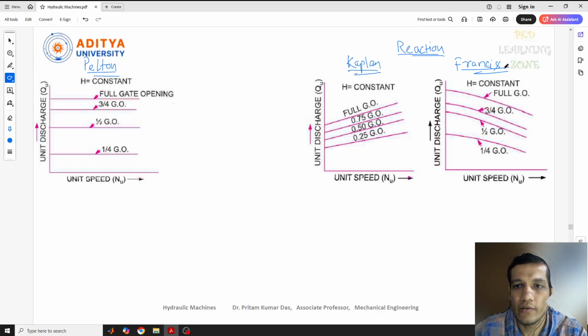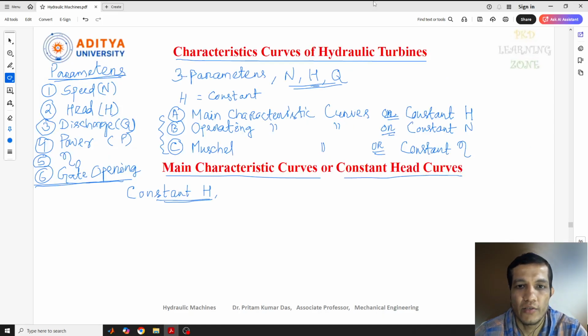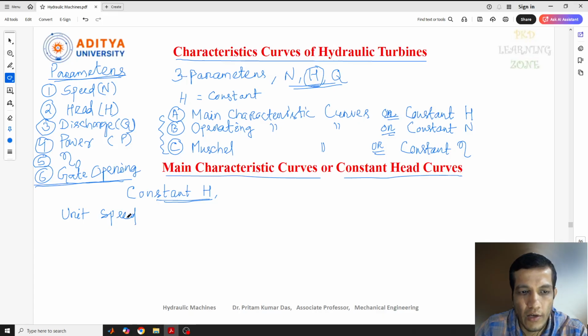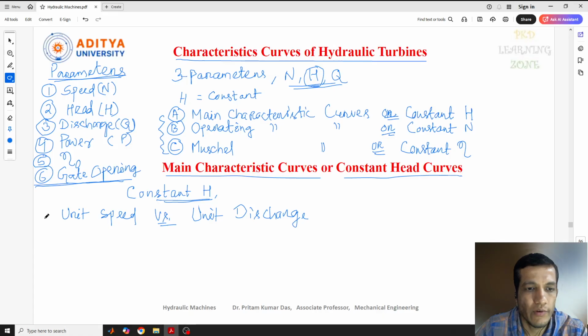We'll discuss this, but here what I mean to say is that head is constant for both the turbines, and by keeping this head constant, we have performed the study among unit speed and unit discharge. So head is kept constant, and we are going to plot unit speed versus unit discharge. This is the performance we are going to do. We will discuss this one.